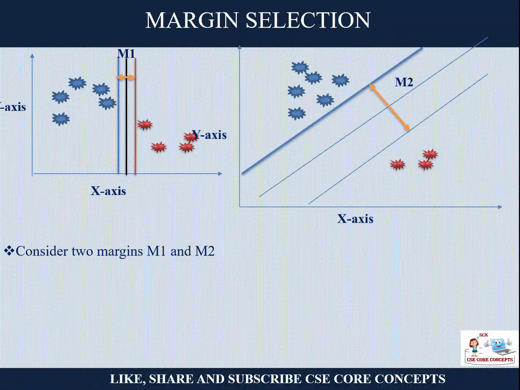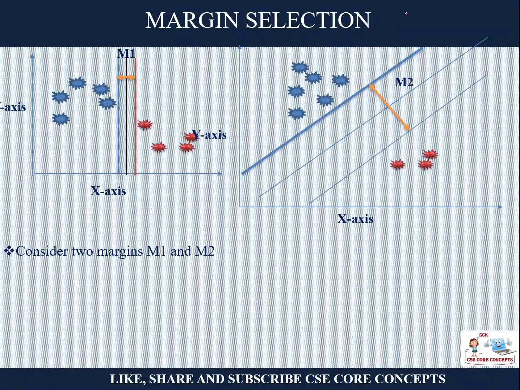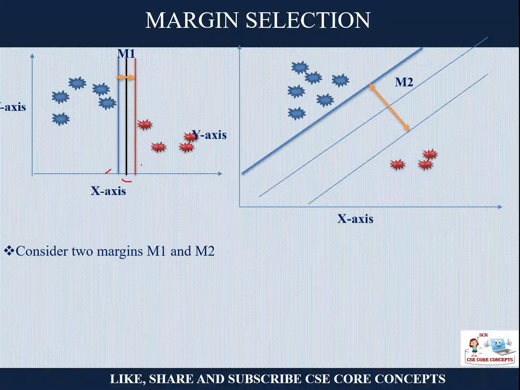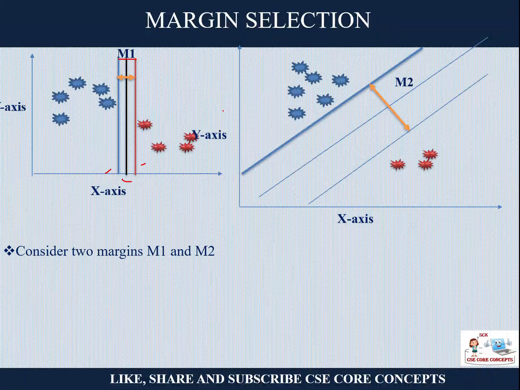Now let us consider the two margins, as we were considering which hyperplane we should select. Let's say in the first case you can see this black line is the hyperplane, and these blue and red lines are the lines touching the support vectors. So how much is the marginal distance? This m1 is the marginal distance which we have computed.